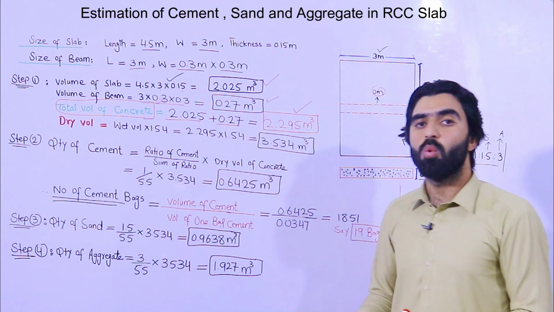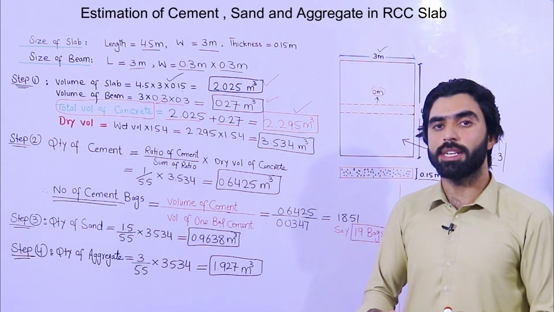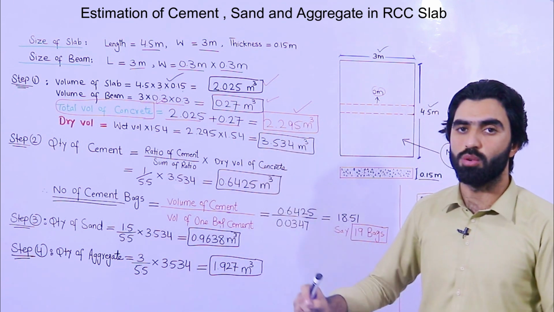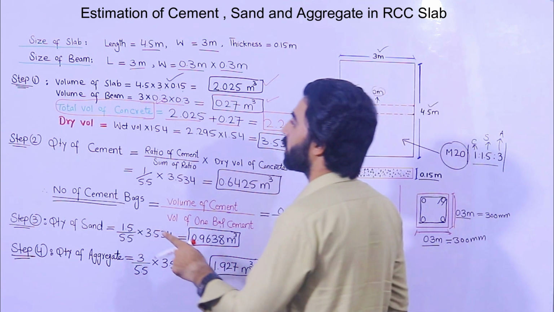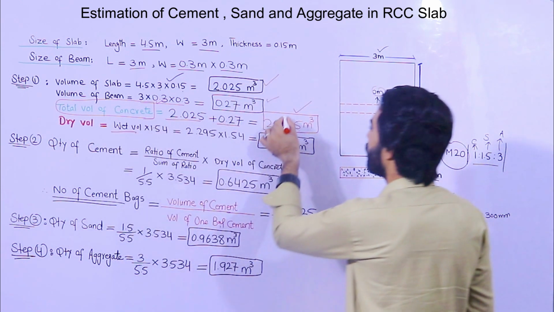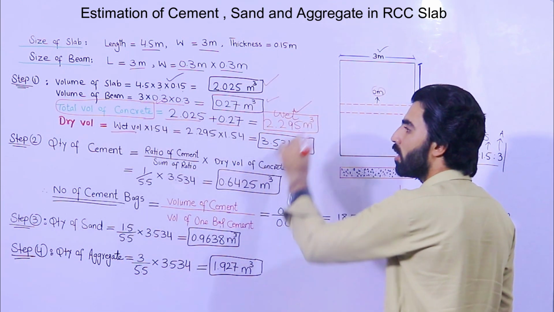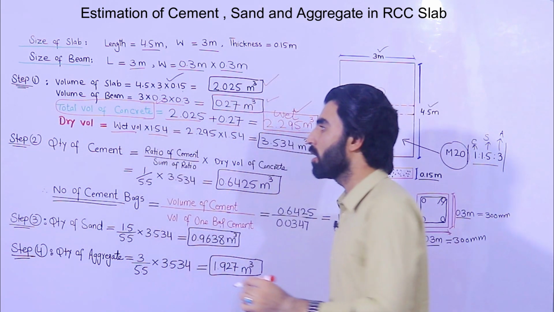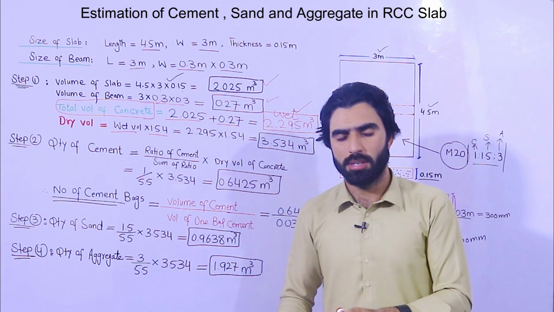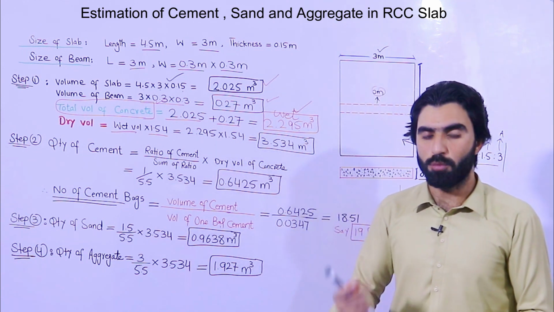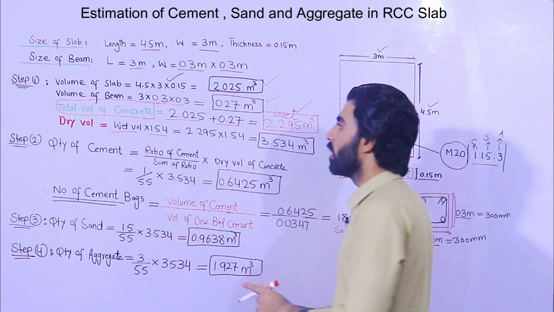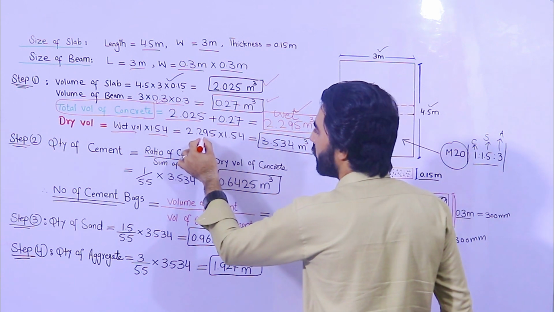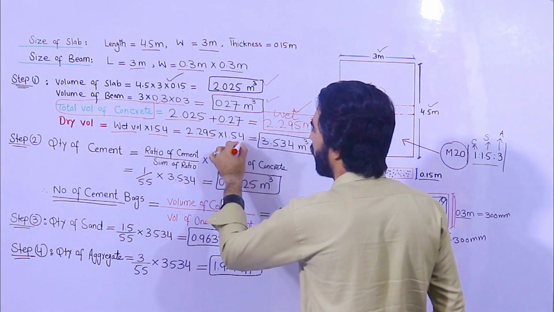Let me convert it to the dry volume, because we will bring dry material. When we put water inside, it decreases the volume. Therefore we will convert this wet volume to the dry volume. With the wet volume we will multiply 1.54, because the dry volume is 54% more than the wet volume. So wet volume multiplied by 1.54 is equal to 2.295 times 1.54.